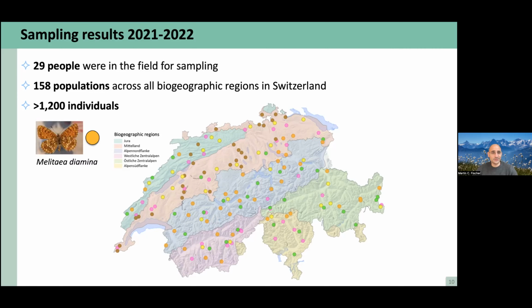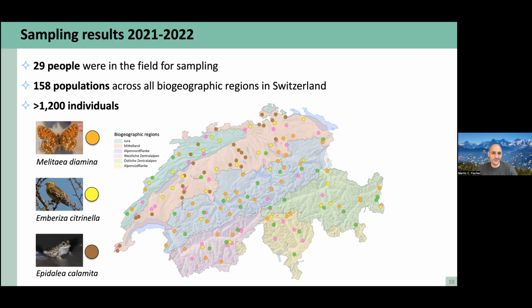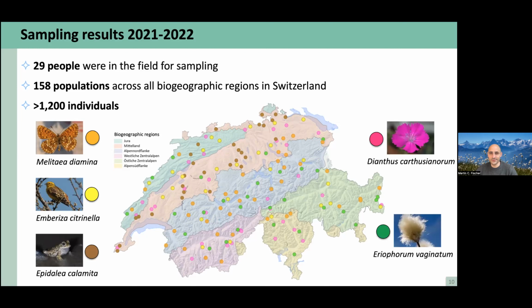So maybe I should also refer to which dot represents what. Orange dots are Melitaea diamina, the butterfly. Yellow dots are the yellowhammer, so the bird. Brown dots are the toad, Epidalea calamita. Pink is Dianthus carthusianorum, and green is Eriophorum vaginatum. These are the 158 populations we have sampled.